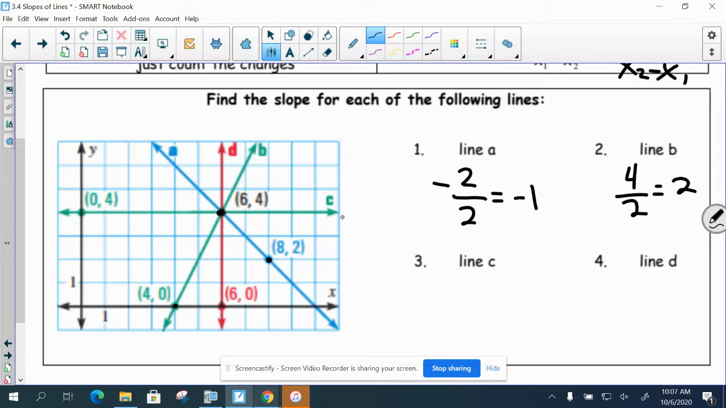Line C. So line C is a horizontal line. Anytime you have a horizontal line, the slope is 0. Horizontal. And then line D is vertical. Anytime you have a vertical line, the slope is undefined.